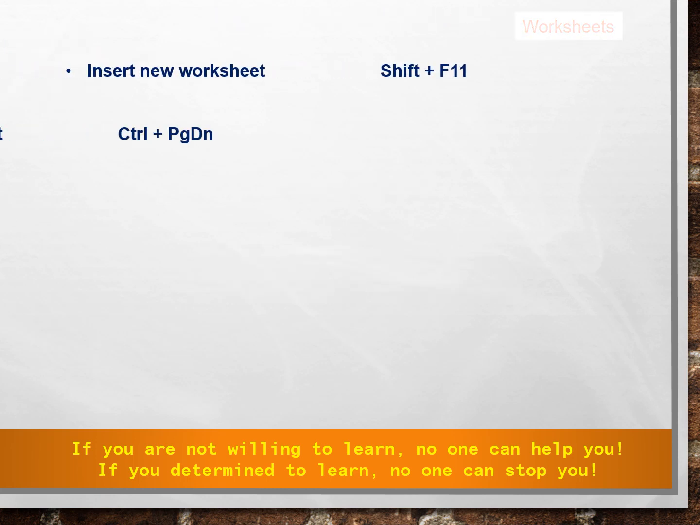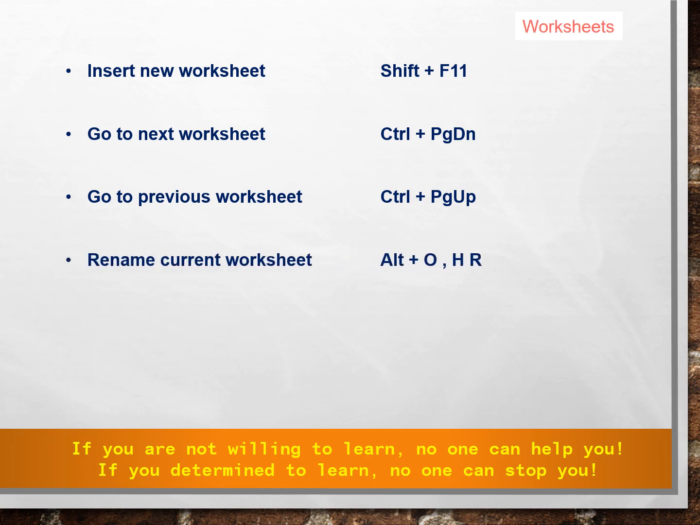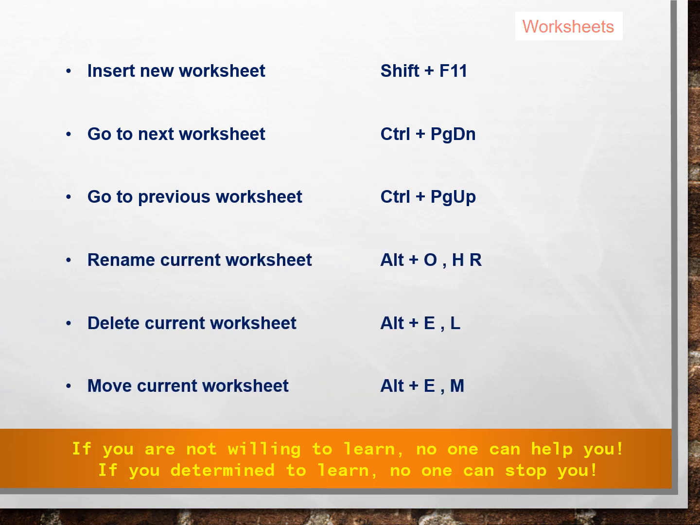The first key, to insert a new worksheet, use Shift plus F11. To go to the next worksheet, use Control plus Page Down. To go to the previous worksheet, use Control plus Page Down. To rename the current worksheet, use Alt plus OHR. To delete the current worksheet, use Alt plus EL. To move the current worksheet, use Alt plus EM.